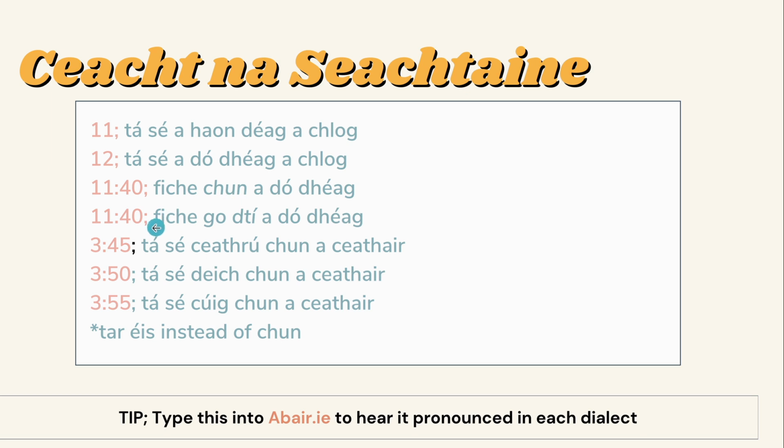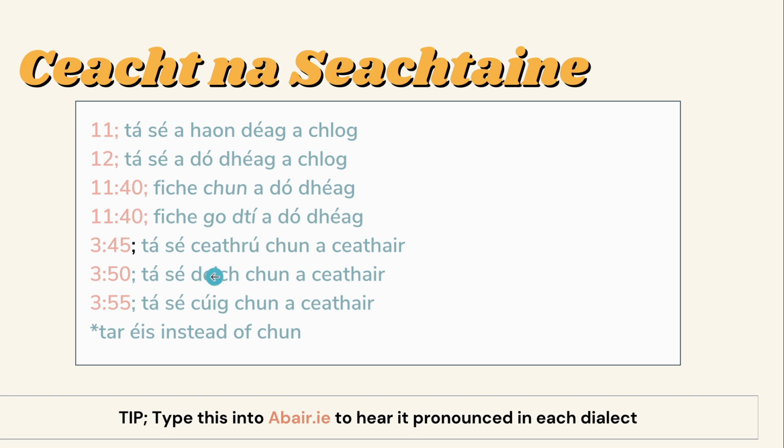Quarter to is tá sé ceathrú chun a ceathair, quarter to 4. So ceathrú chun, quarter to. 10 to is deich chun. So tá sé deich chun a ceathair, it's 10 to 4. And then 5 to is cúig chun. Tá sé cúig chun a ceathair, it's 5 to 4.